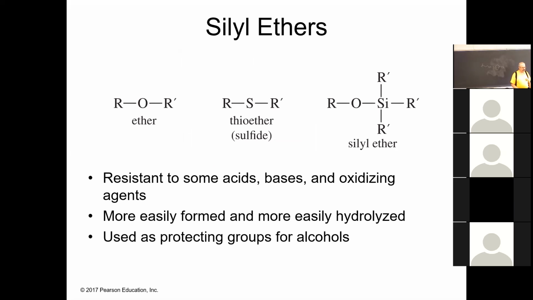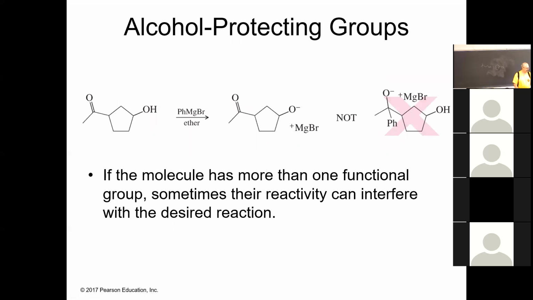Silyl ethers are those in which we have a silicon on one side of the oxygen. Silyl ethers are resistant to many acids, bases, and oxidizing agents. They are more easily formed and more easily hydrolyzed. One very common use of silyl ethers is as protecting groups for alcohols. Here's one example.